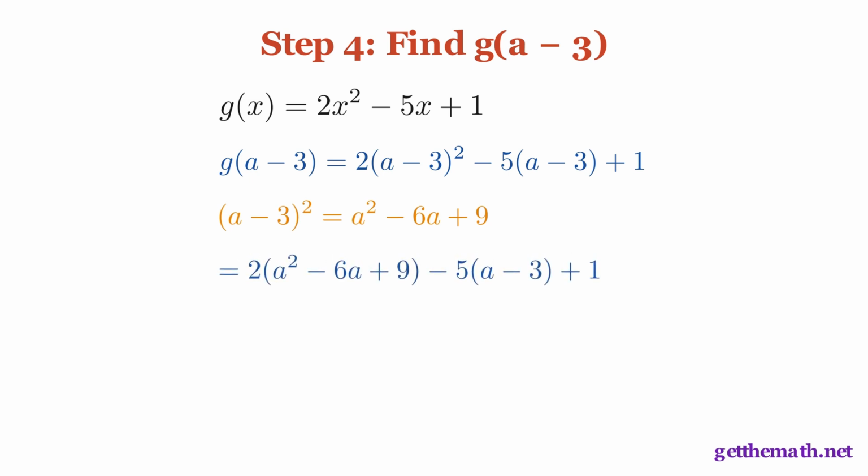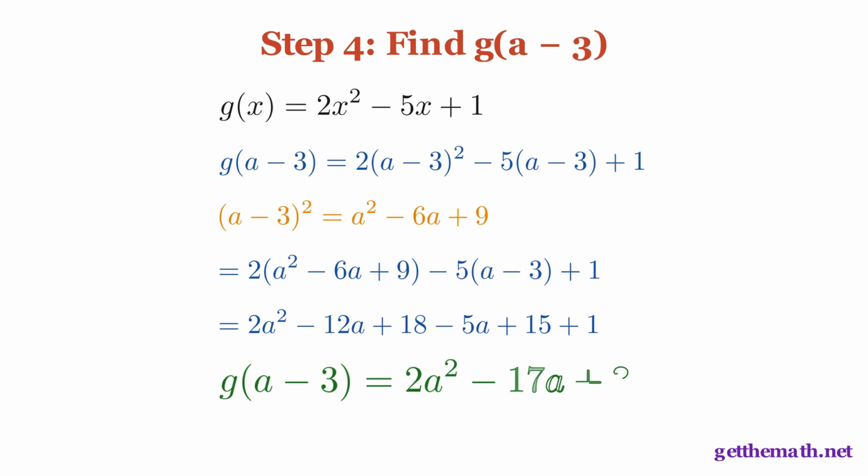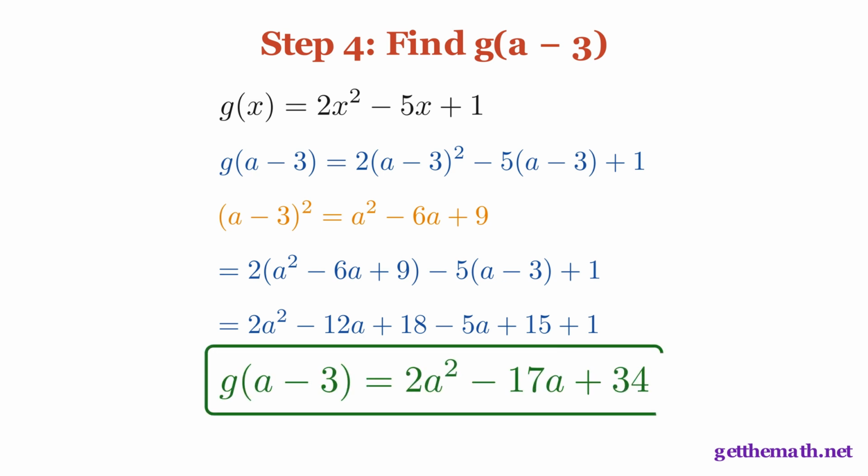Distribute the 2: 2a squared minus 12a plus 18. Distribute the negative 5: minus 5a plus 15. Plus 1. Combine like terms.